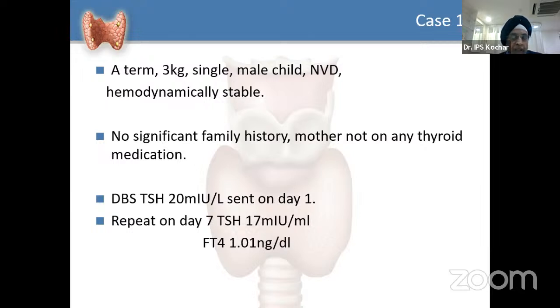So the DBS TSH was 20. It was sent on day 1, and repeated on day 7. On day 7 the TSH was 17 and FT4 was 1.01 nanogram per deciliter. So what we find is that there is a fall in TSH, but it is still on the higher side. So what should you do in this patient? That's the next question. The FT4 is normal. We'll talk about this in the next slides.